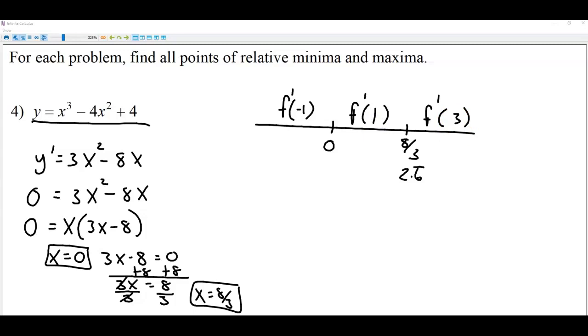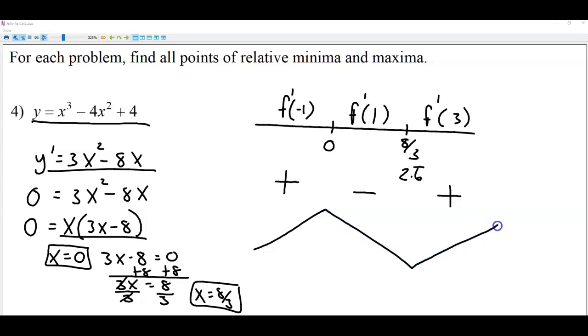Right? So if I were to plug -1 into my derivative, or you can use the shortcut I shared with you guys in class using the factored form, I would end up with a positive outcome here. I would end up with a negative outcome here and a positive here, which means that my function would be going up, then down, then up, making this point a relative max, and this point a relative min.